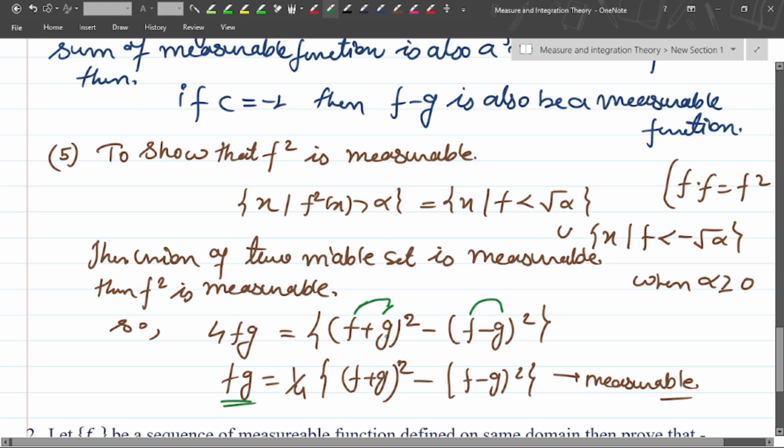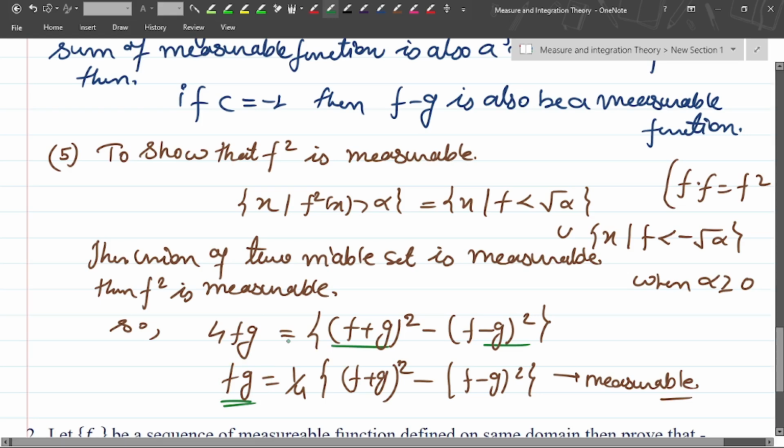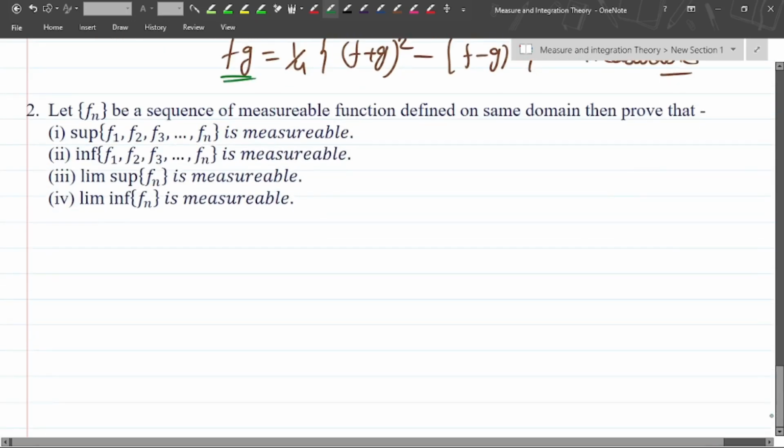Then the square of a measurable function is also measurable. If these both are measurable functions, then 4fg, or basically 1 by 4 of the difference of these both, is the multiplication of f into g. It is a measurable function. This is the technique to prove all these results. Okay, now let's start with another result, or another example.